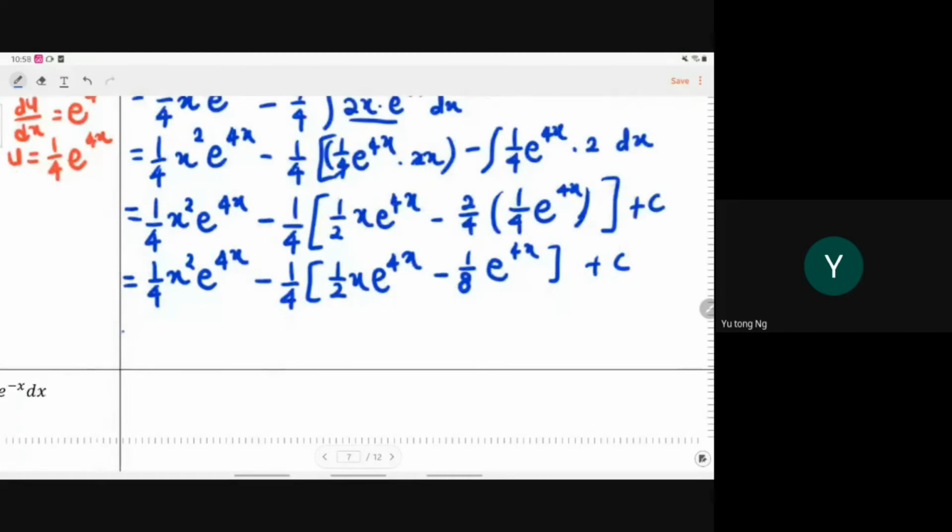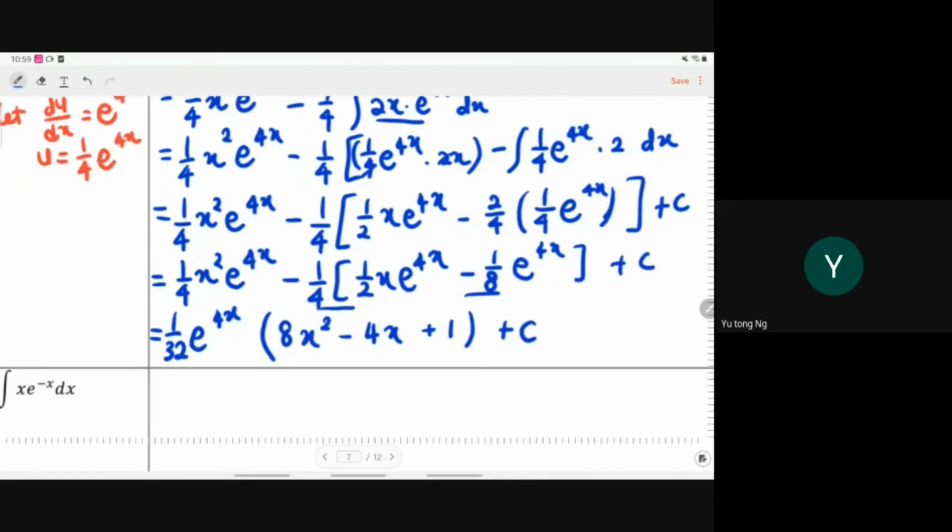So we look for what they have in common. We have e for x, all of them have e for x. 1 over 32 e to the power of 4x. So this one, if we take 1 over 4, it is simply 8 over 32. So 8x square. Then minus 1 over 8, 1/4 times 1/2 is 1 over 8. But here we need to make it 1 over 32, so this is minus 4x. This one has nothing. Plus 1 plus c. So that's the answer.